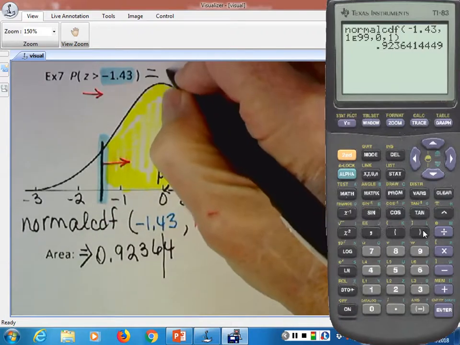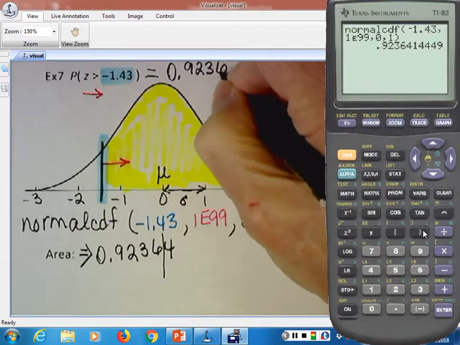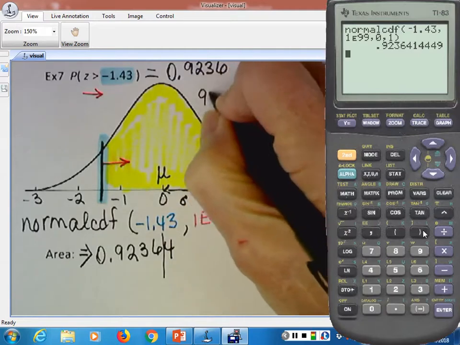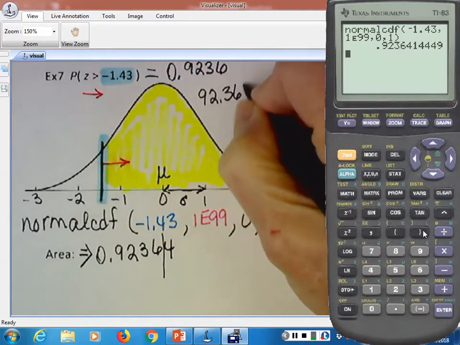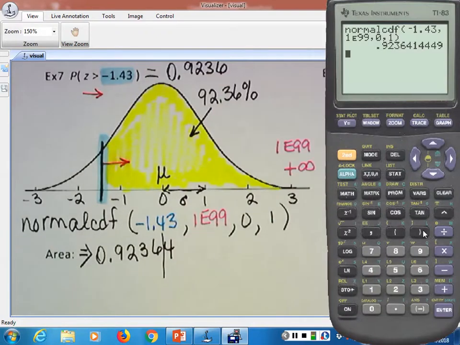So my probability is 0.9236, which is equivalent to 92.36%. That's why we go to 4 decimal places. We don't go to a whole decimal.